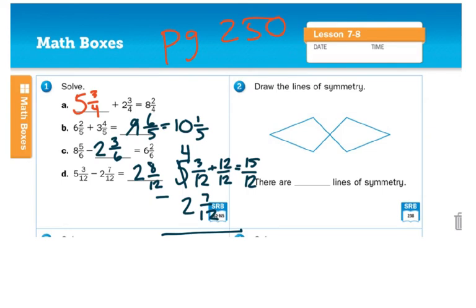Moving on to number 2, draw the lines of symmetry. Where can I fold this shape so that when I fold a piece of paper with this on it, the lines would match up? There's a line of symmetry here, but there's one more line of symmetry. Where would it be? It also would be here. So there are 2 lines of symmetry.